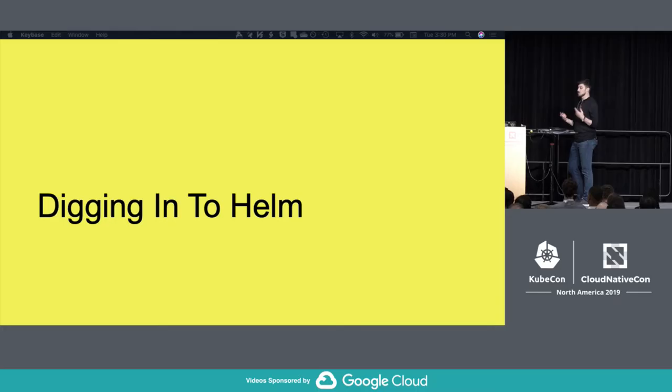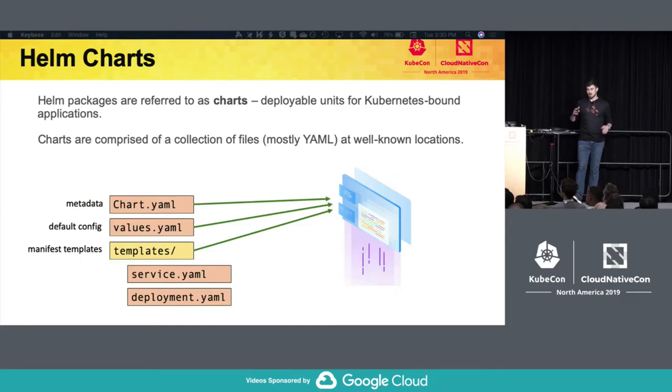So Helm is made up of packages that are referred to as charts. So if you hear the word Helm chart, we're really just talking about a package that Helm knows about. Charts are made up of several well-known file names in a directory tree. And I'm about to go into what each of those look like.